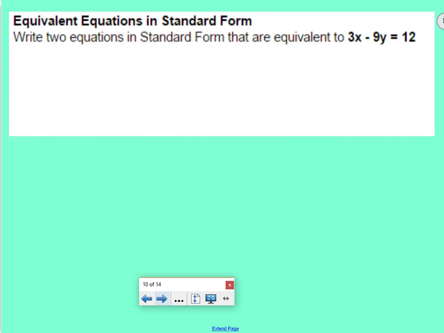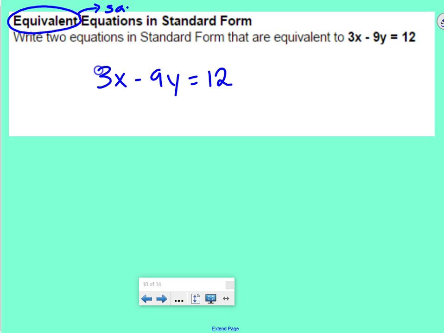Equivalent equations in standard form. So write two equations in standard form that are equivalent to 3x minus 9y equals 12. So equivalent means the same. All right, so we want to write something that is equivalent. So we can either divide the equation by a number or we can multiply. Those are our two options.